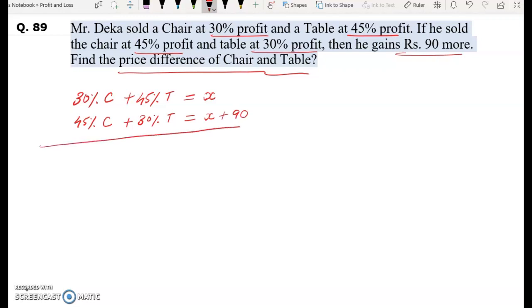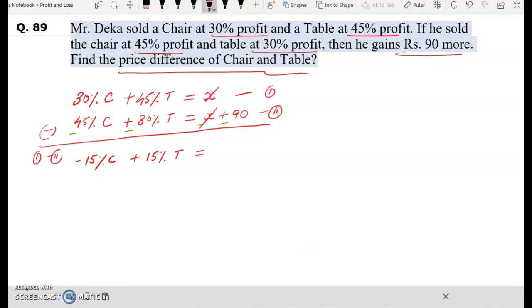Now in order to find the price difference of chair and table, we will subtract. Let's say this is 1 and this is 2, and we will subtract 1 minus 2. So 1 minus 2 will give us how much? If we subtract this, this will be minus, this will be minus, this will be minus, and this will be minus. So we will get minus 15% of C plus 15% of T is equal to X minus X, and X will cancel out. This will be minus 90.